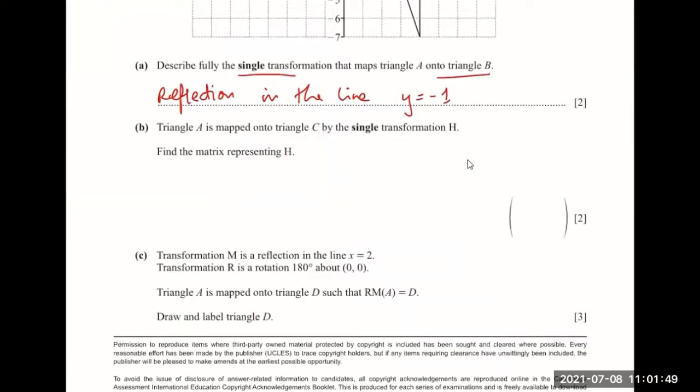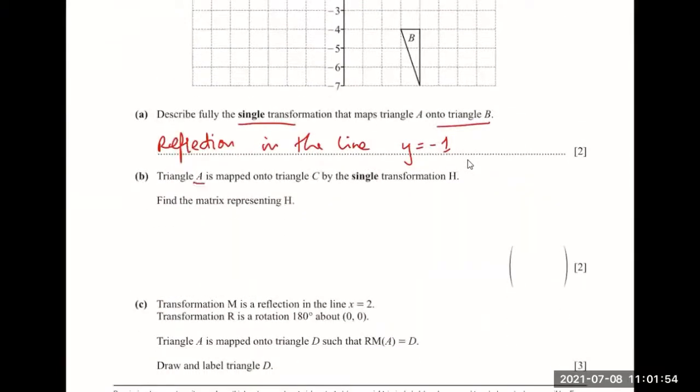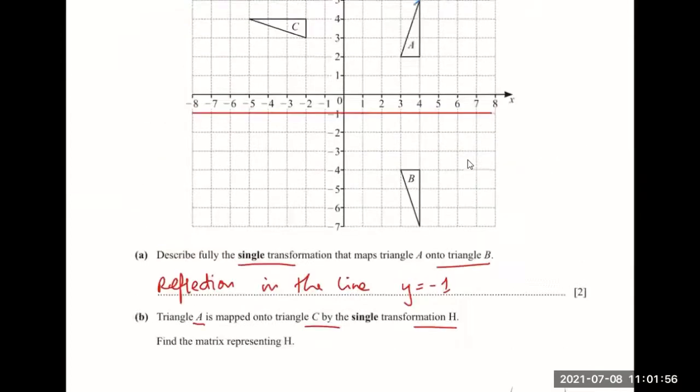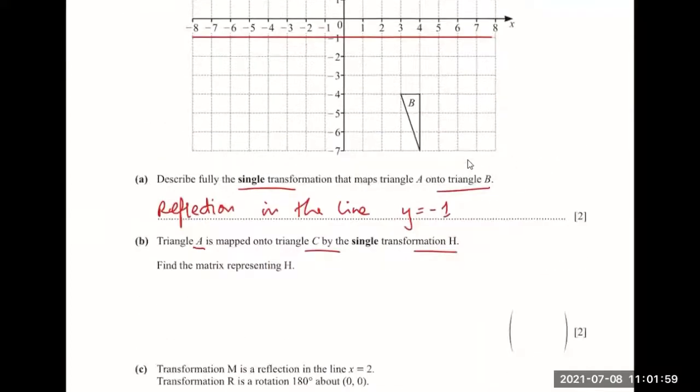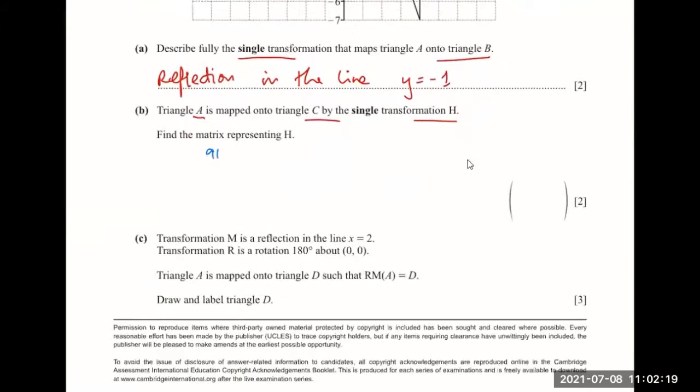Now this is one last thing that I want to do. It brings me to the end of the paper as well. It says triangle A is mapped onto triangle C by a single transformation H. Find the matrix representing H. Whenever I'm asking you to find the matrix, I told you that the center must always be 0, 0. This looks like a rotation to me. You see this triangle has been rotated. Let's see how much. This looks like 90 degrees, going anti-clockwise. So 90 degrees anti-clockwise about 0, 0.